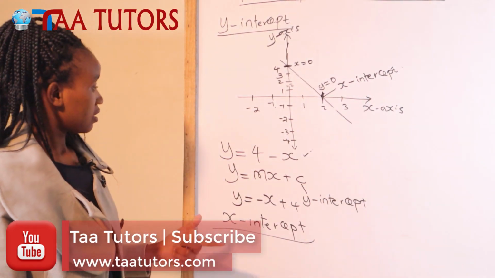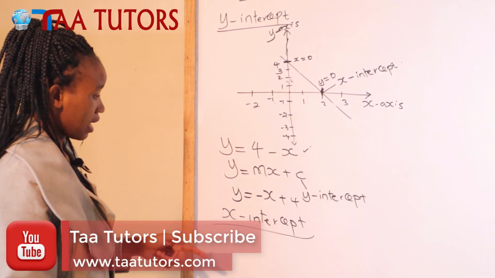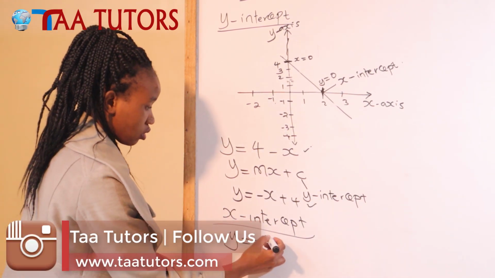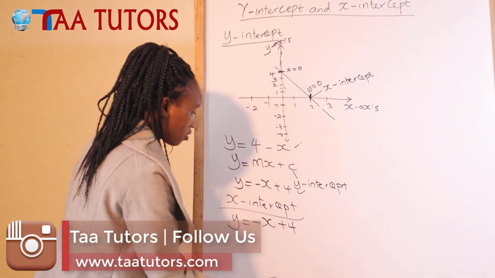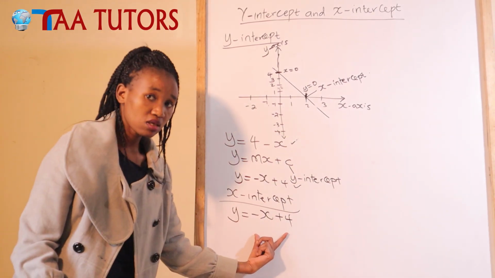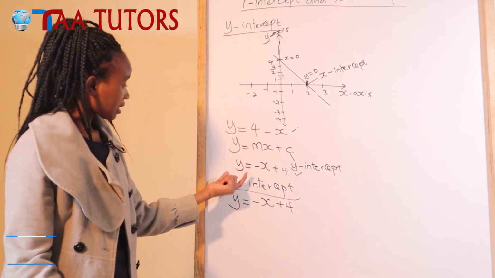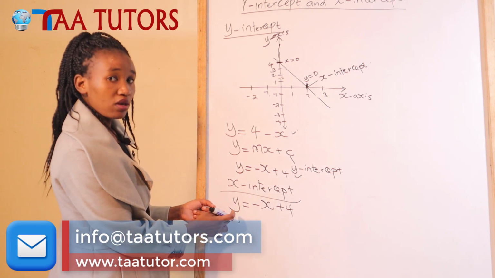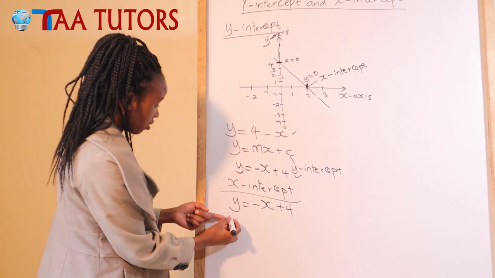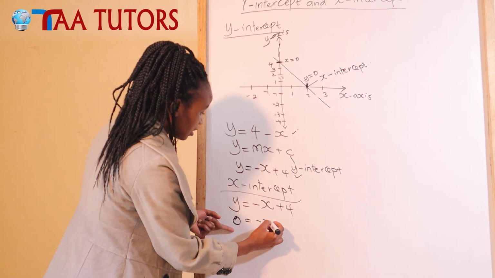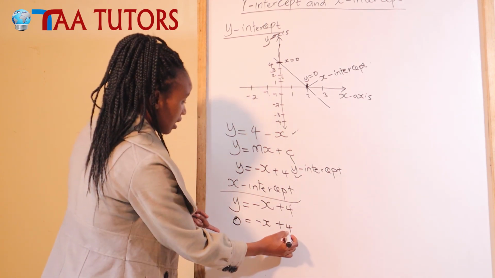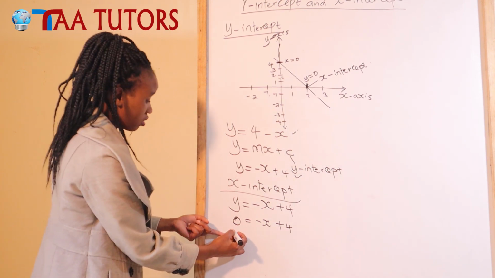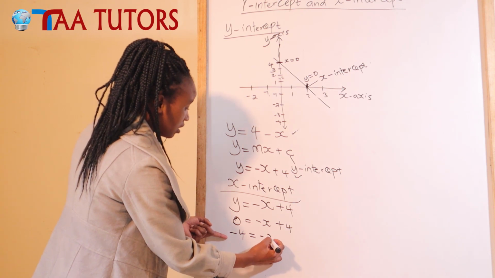So how do we find the x-intercept from the equation of a line? I'm still going to use my equation, y equals negative x plus 4. To find the x-intercept of this straight line, since at the x-intercept the value of y is 0, we substitute 0 where there is y. So 0 equals negative x plus 4. Then I bring the 4 to this side; when it crosses the equal sign, it becomes negative 4 equals negative x.